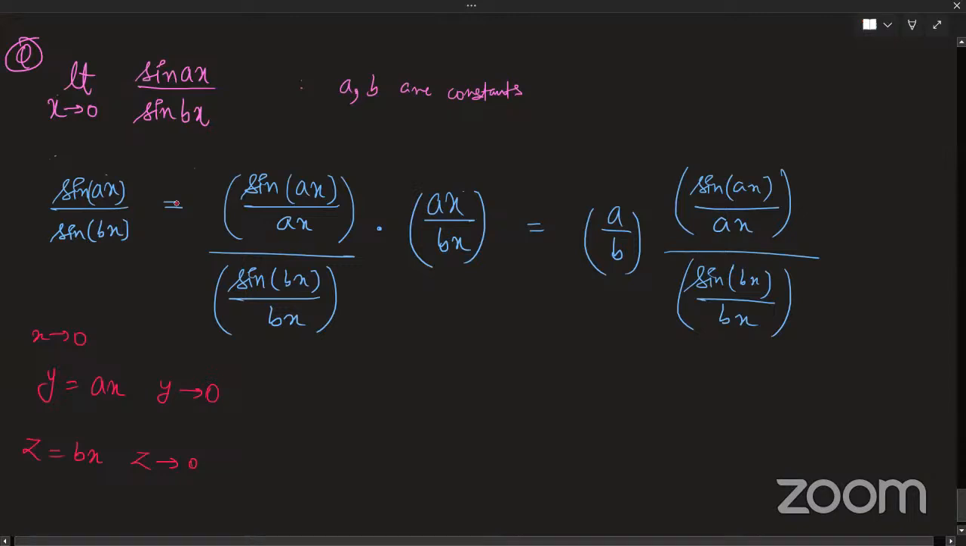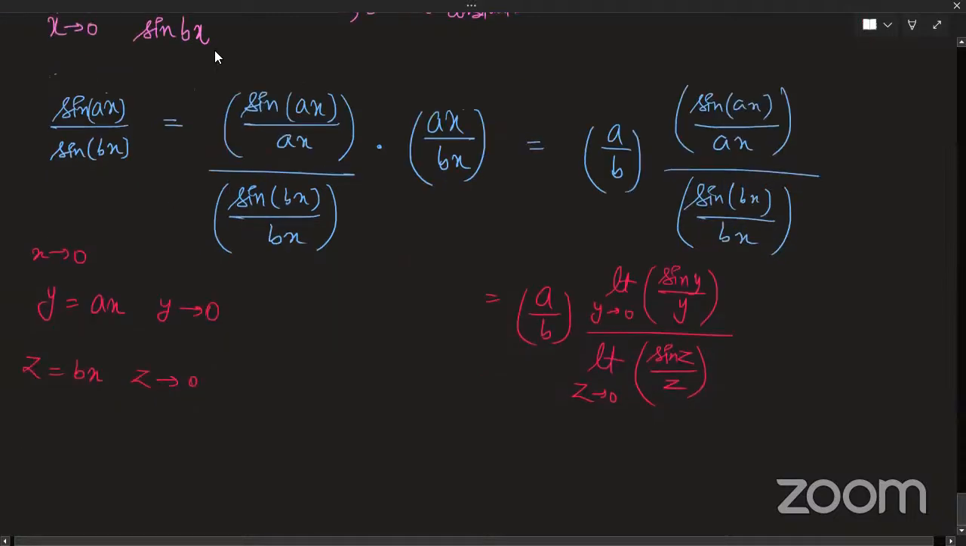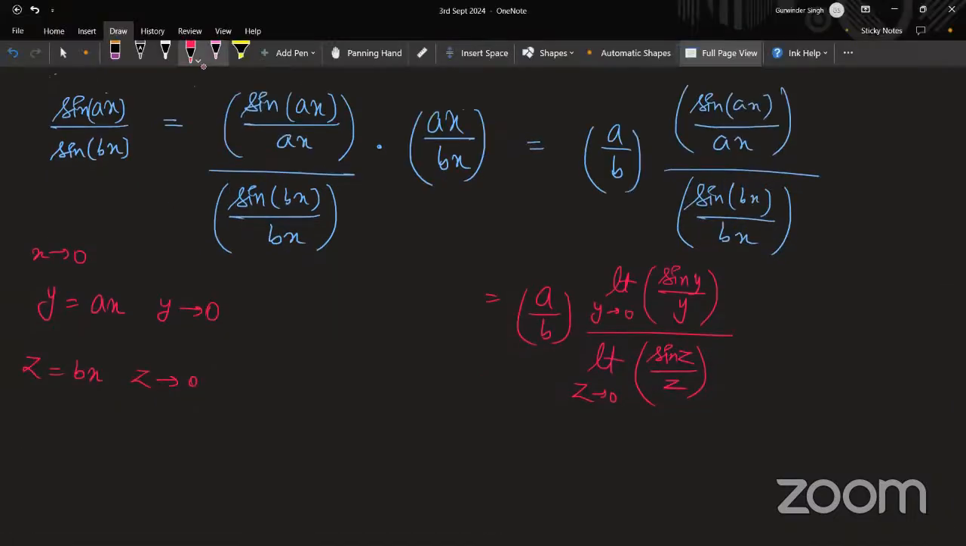Okay, I'll just write this thing as limit y tending to 0 of sine y by y, divided by limit z tending to 0 of sine z by z. See how using the two variables we have done this very easily. Now can you tell me this value directly?